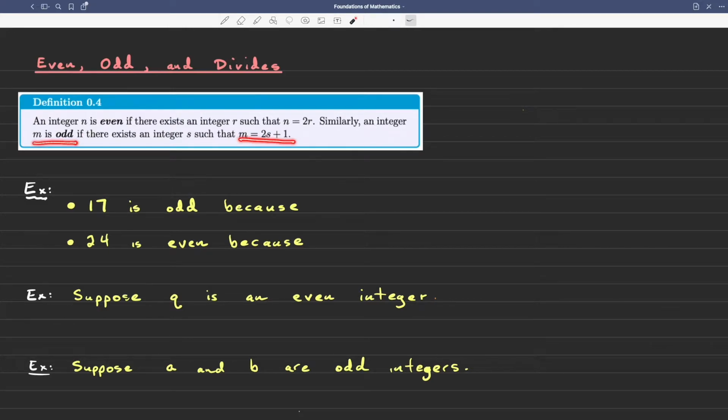Similarly, when we say m is odd, it just means it's an even number plus 1. So there would exist some integer s where m is equal to 2 times s, that's your even number, plus 1.